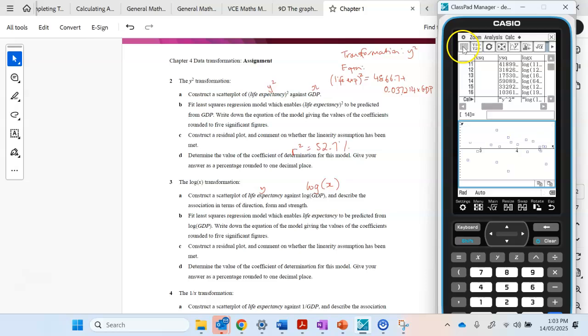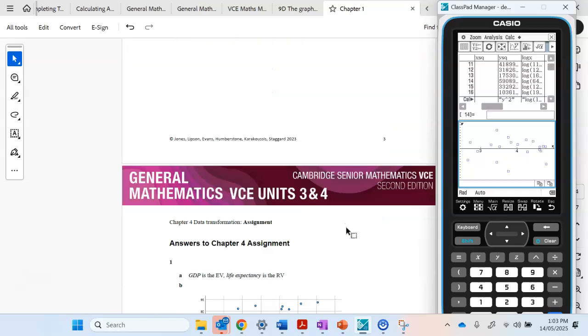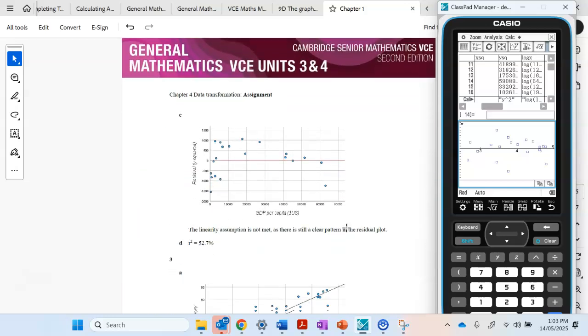All right, and then plot that. And we can see it's randomly scattered, so a bit different to the previous one. All right, so let's have a look at the answers to question 3.